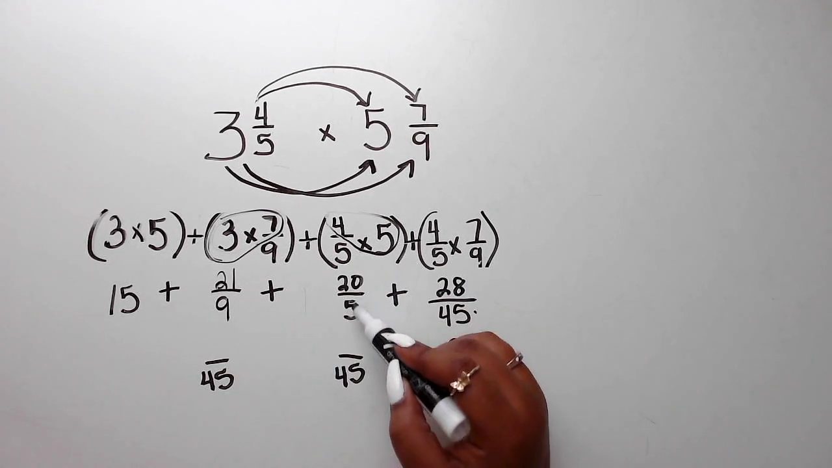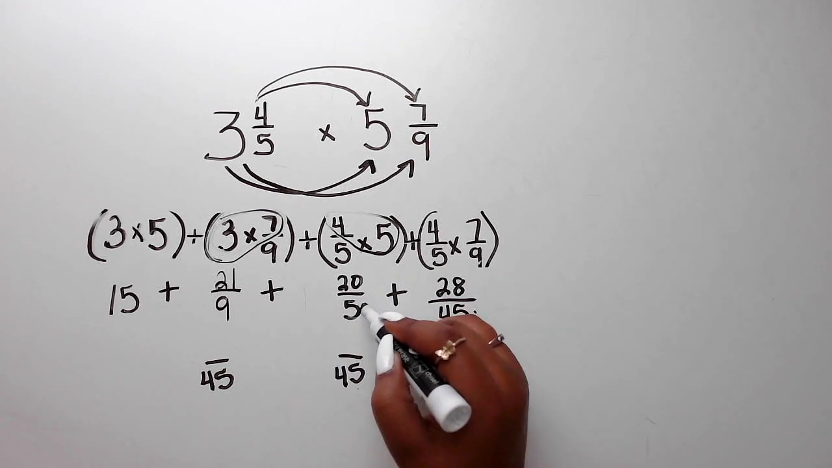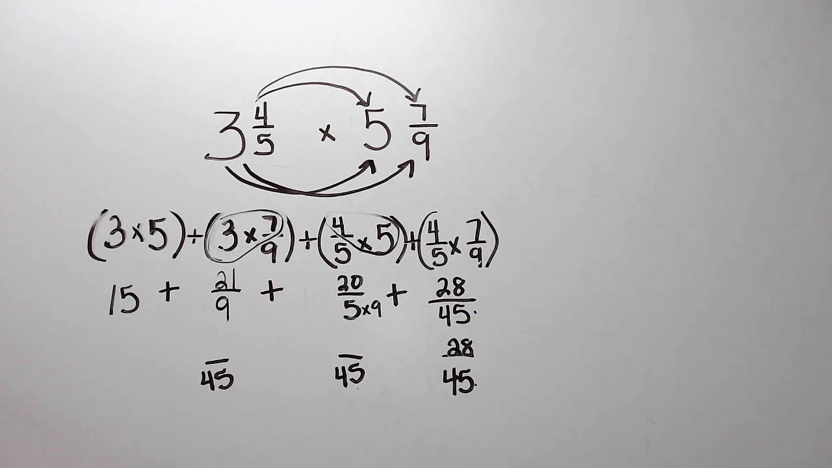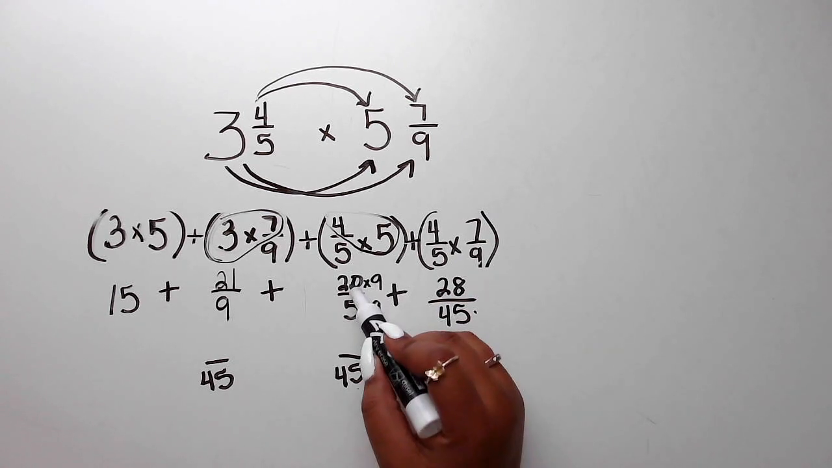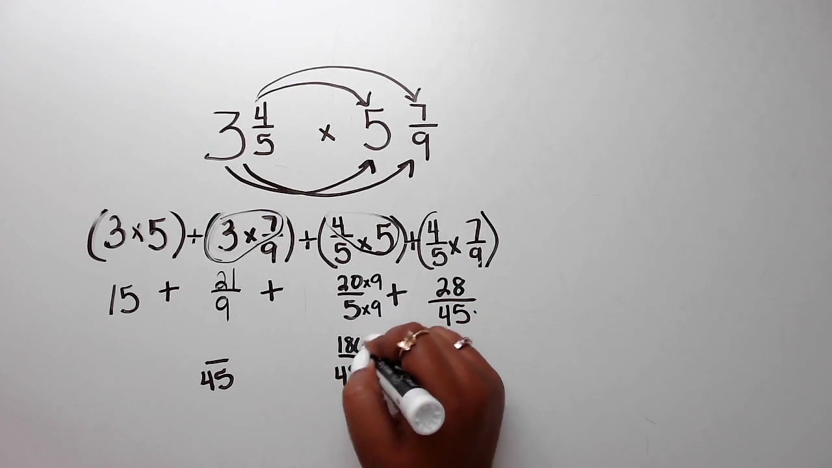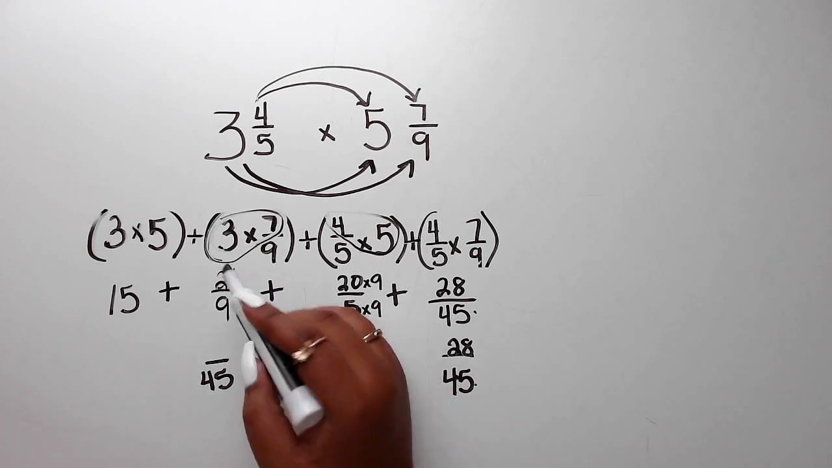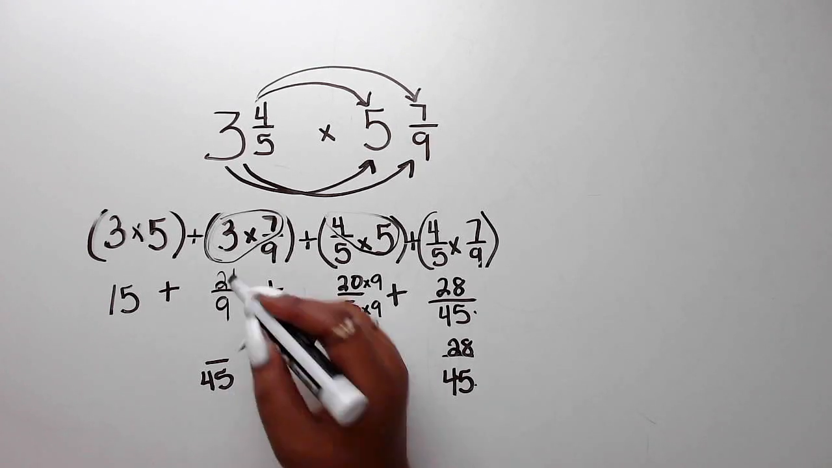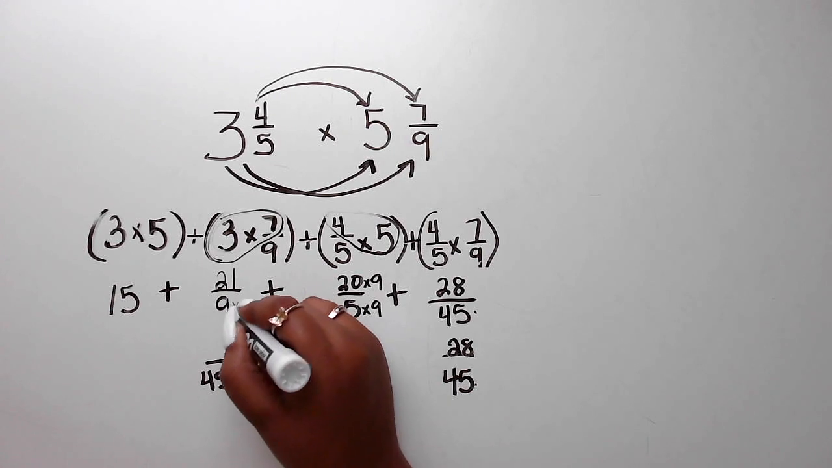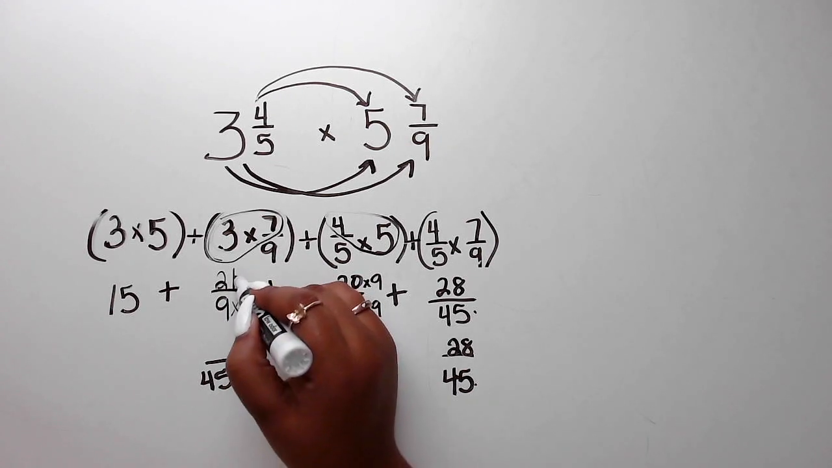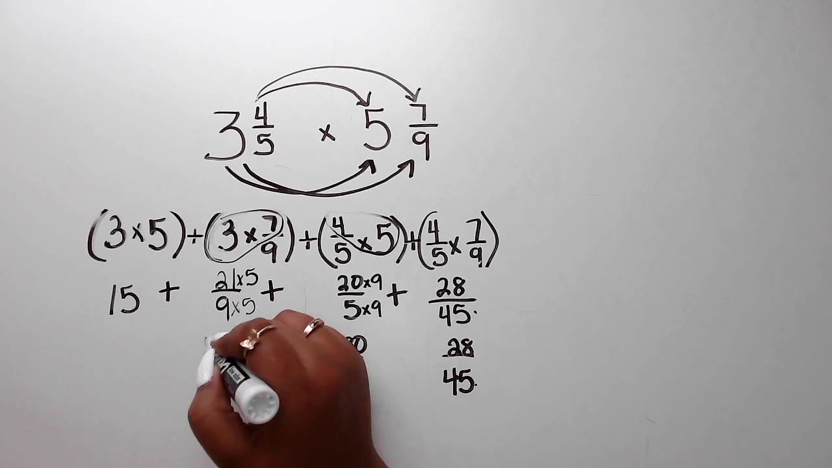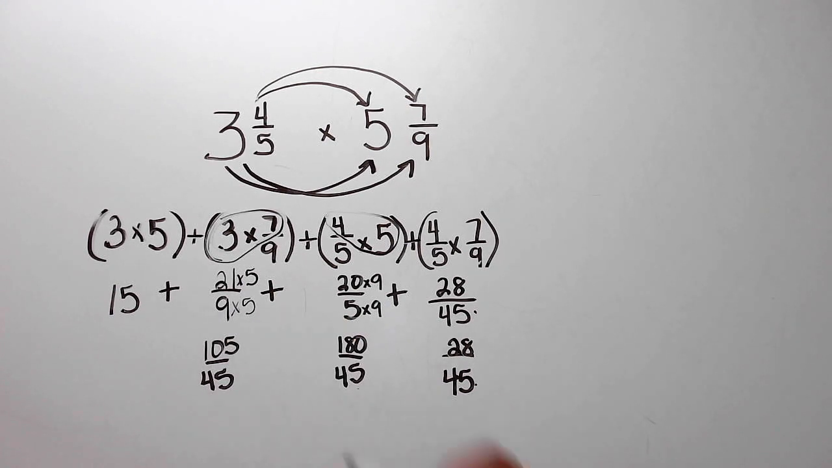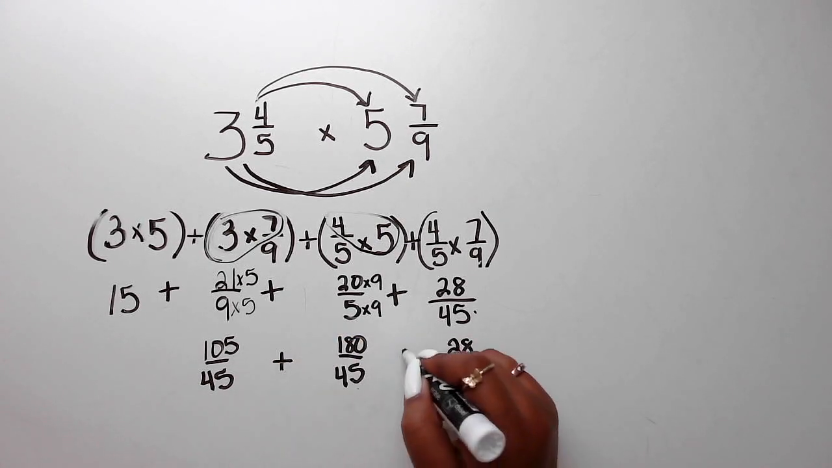So let's look at how. 5 times what is 45? 5 times 9 is 45. So we need to multiply 20 by 9, which is 180. For 21/9, 9 times what is 45? 9 times 5 is 45. So let's multiply 21 times 5. 21 times 5 is 105. Now, our denominators are all the same, so we can add them together.